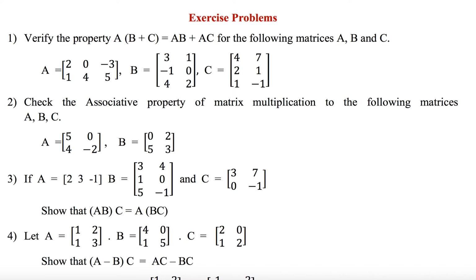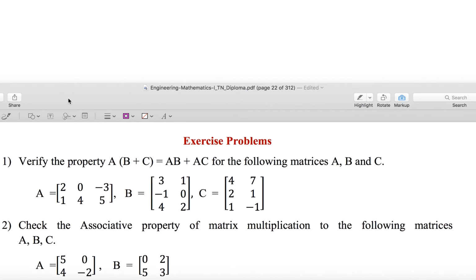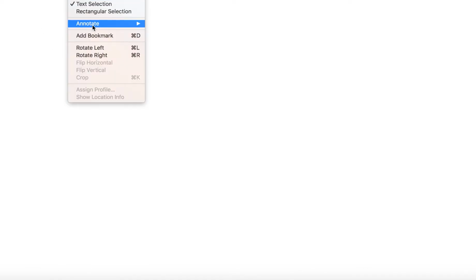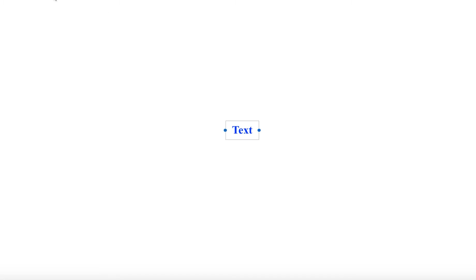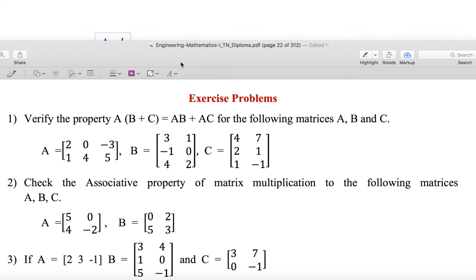Let's do one example. A equals 2 0 minus 3 1 4 5. That is, the first row is 2 0 minus 3, and the second row is 1 4 5. Fine, that is A.